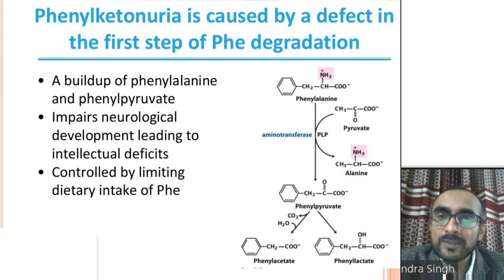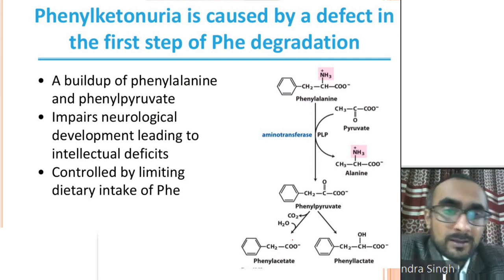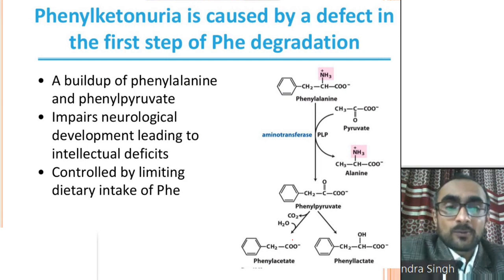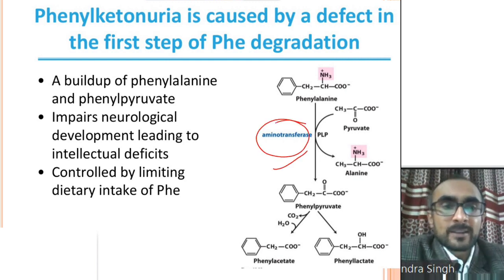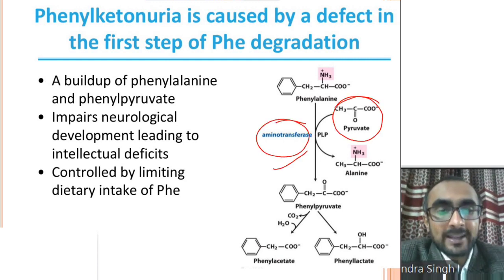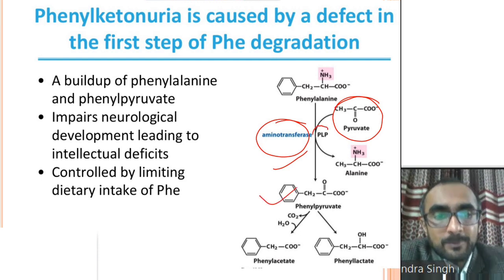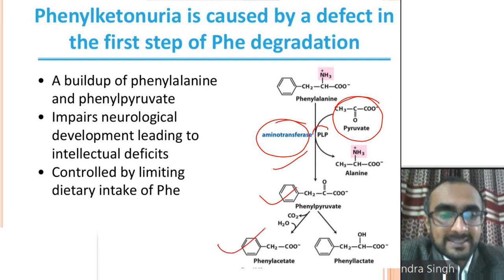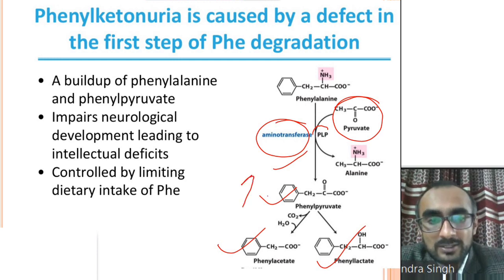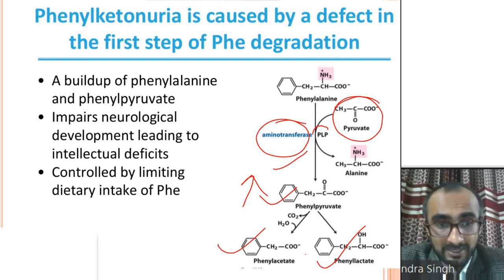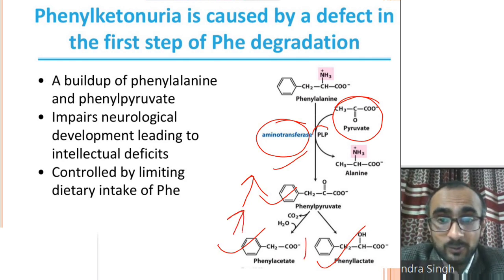In fact, in case of phenylketonuria, cells acquire a different pathway for oxidation of phenylalanine. So phenylalanine is first converted into phenylpyruvate by aminotransferase, where pyruvate is converted into alanine by this PLP dependent enzyme, and this phenylpyruvate is converted into phenylacetate and phenyllactate. That's why patients having phenylketonuria have very high concentration of phenylpyruvate, phenyllactate and phenylacetate in the body fluids.